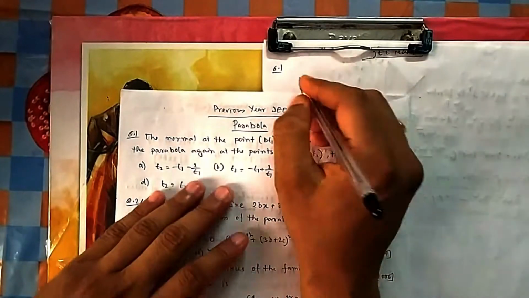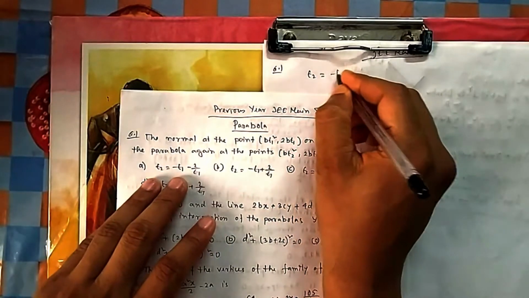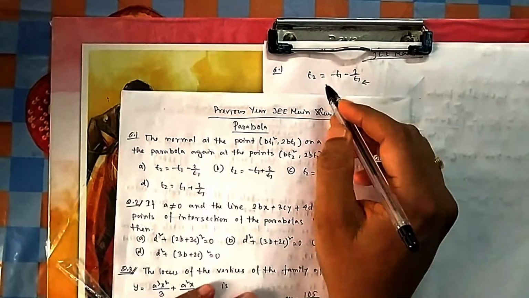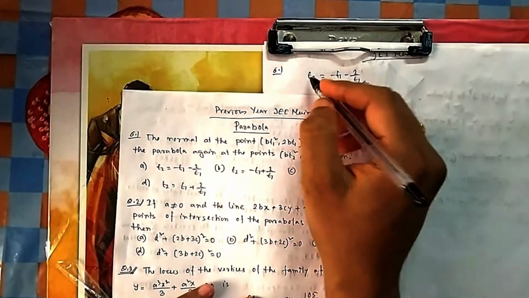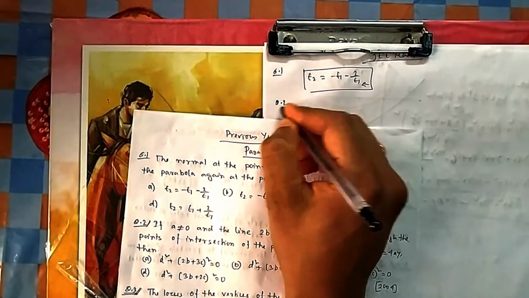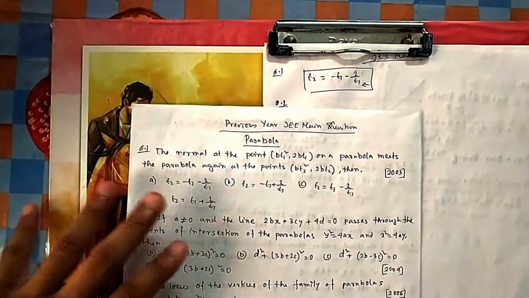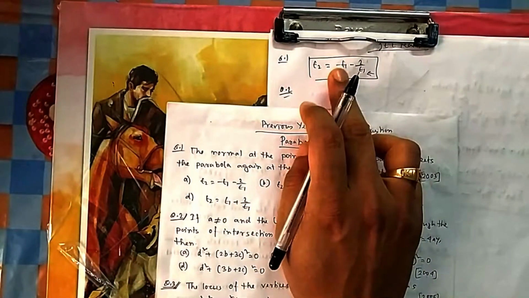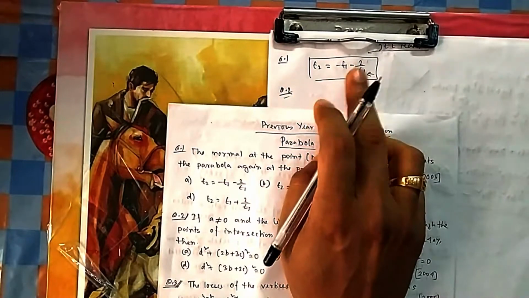So I can directly write from that conclusion it was minus T1 minus 2 by T1. Normal at T1, and it is meeting at T2. So you can check that one. I will give a link. You can check that theory if you have not seen that one. So I am not doing this one. It is exactly the same way that we have proved that one. So it is a standard formula. You can remember it from that article or you can check that article once again.